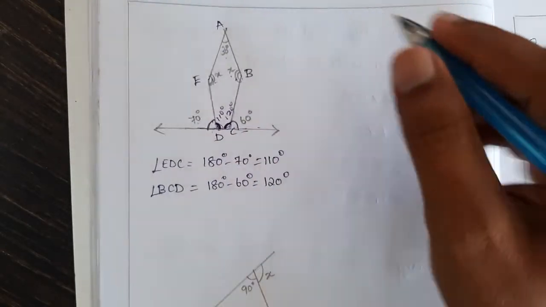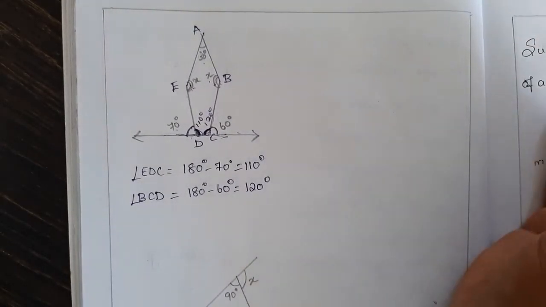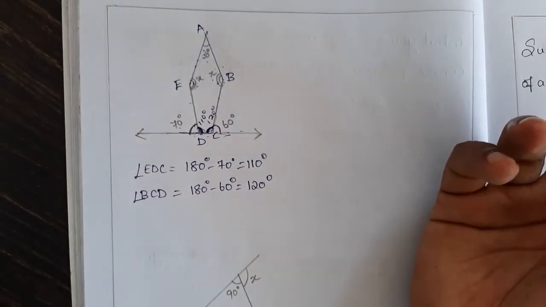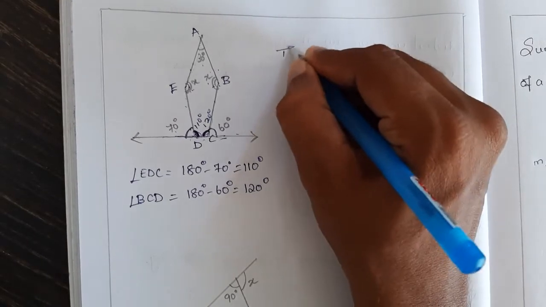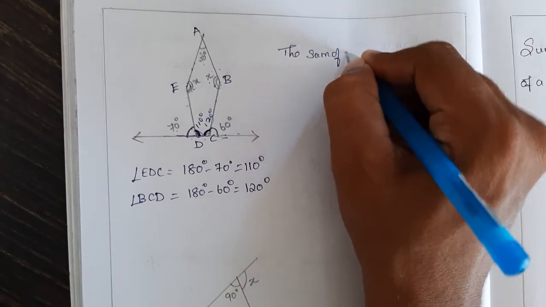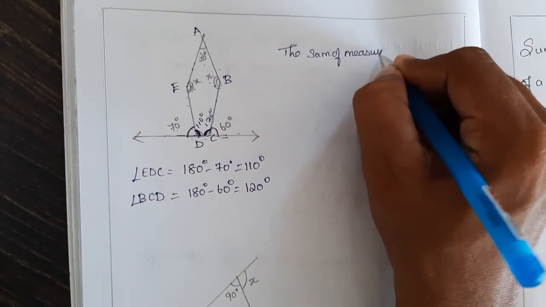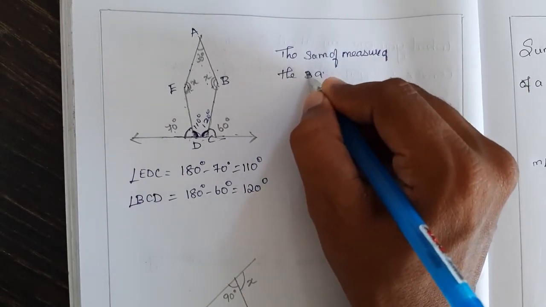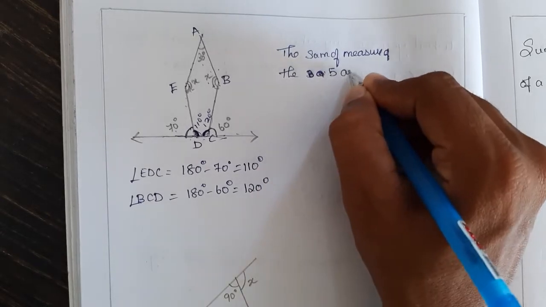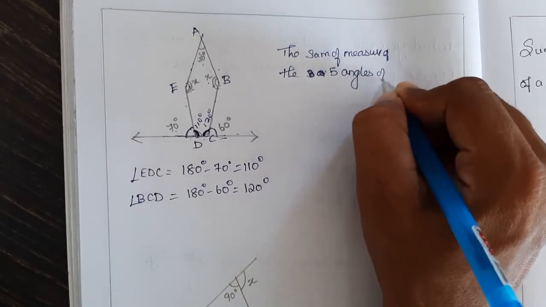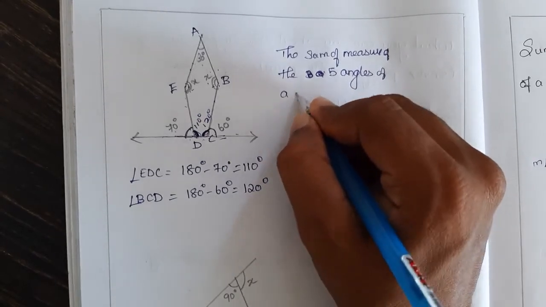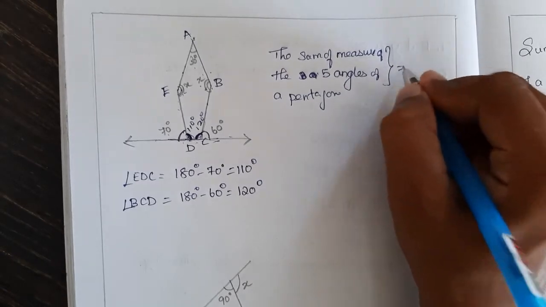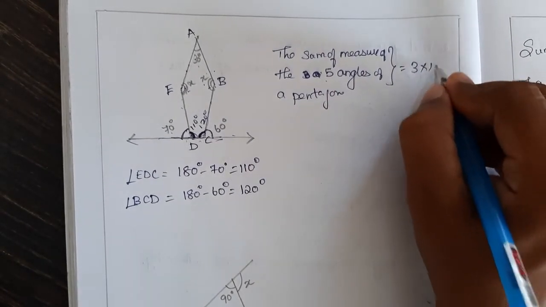Now we can find by the sum of measures. How many sides are there? 1, 2, 3, 4, 5, a 5-sided figure, right? Sum of measures of the 5 angles of a 5-sided figure, which is called a pentagon, is 3 into 180, right?